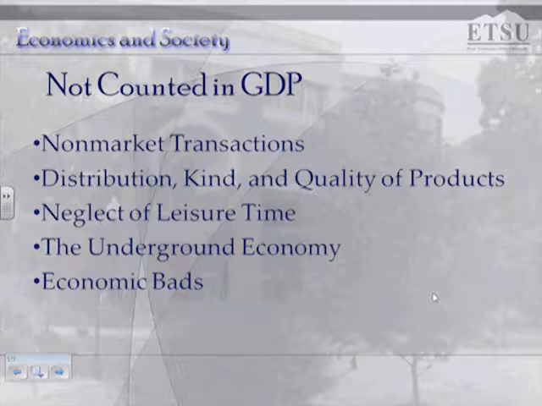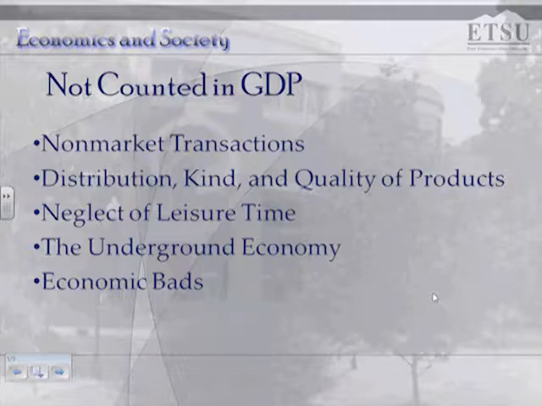It doesn't count leisure time. The value of taking time in non-productive activity is not accounted for. So while I may find a great deal of value relaxing on my back porch, it's something that's not picked up in GDP.